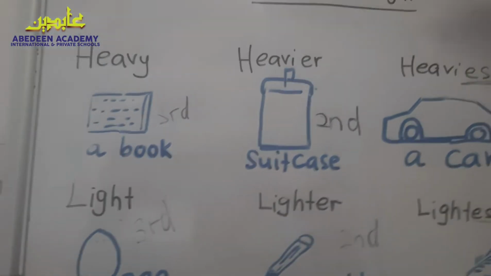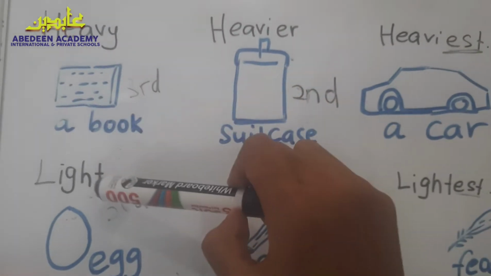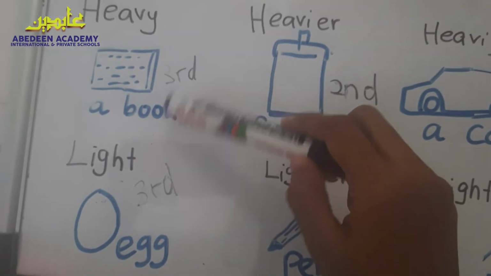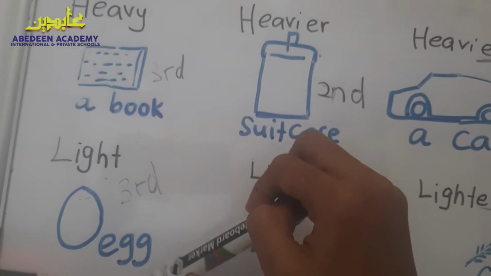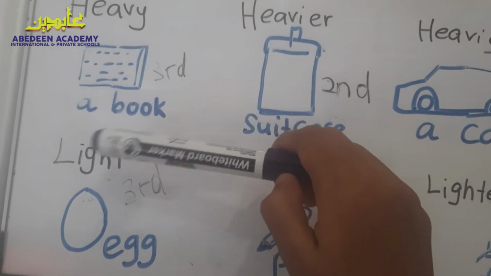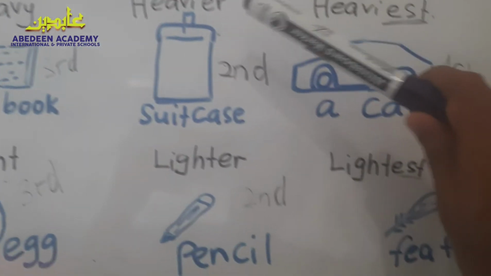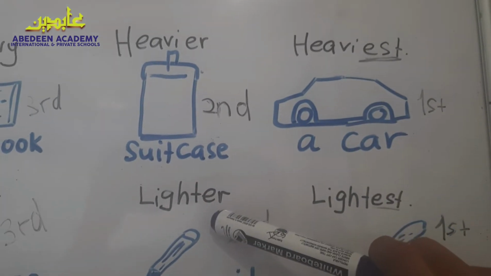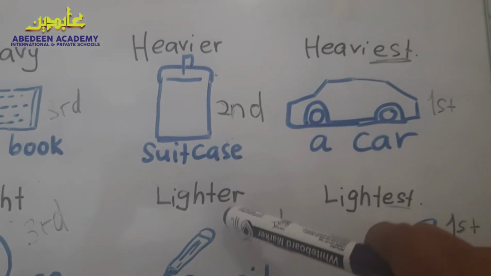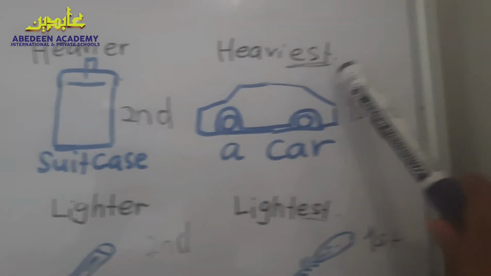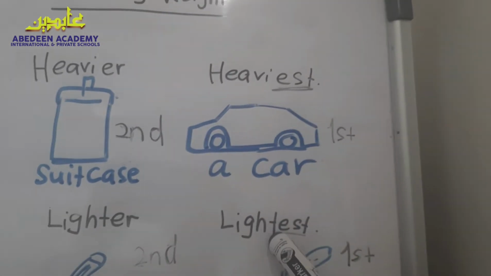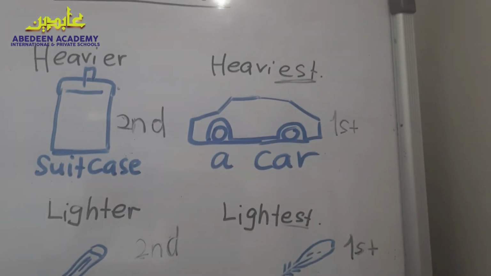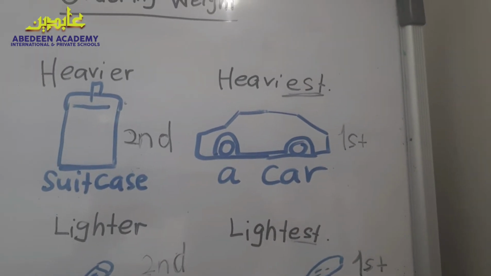So heavy, opposite of heavy, light. Heavy, light. A book is a bit heavy, but an egg is light. Okay, it's lighter than a book. We have a suitcase, heavier and lighter. Heavier, lighter. And finally, we have heaviest, lightest. Heaviest, lightest. Right?